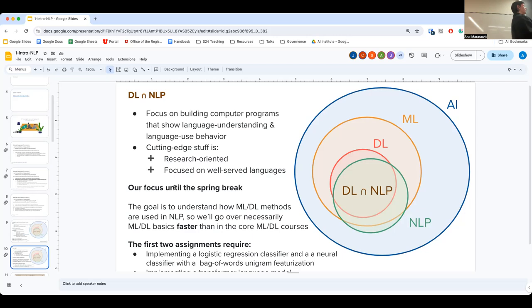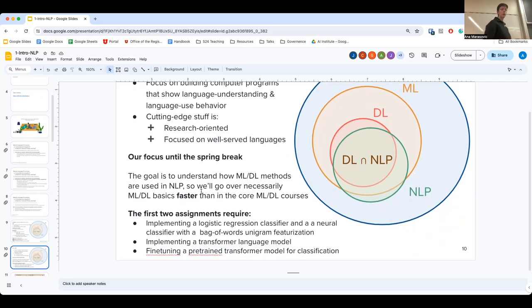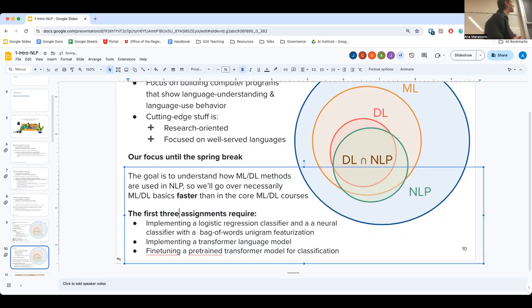For me, the goal is to understand how machine learning and deep learning methods are used in NLP. So we'll go over the necessary basics. We'll go over all of them, but the pace will be quicker than in your machine learning and deep learning classes. And the first two assignments you'll do will require you to implement a logistic regression classifier, a neural classifier. You will need to implement a transformer language model, and you will need to fine-tune a pre-trained transformer model. And I should change this from the first 2 to the first 3, because I changed this yesterday.